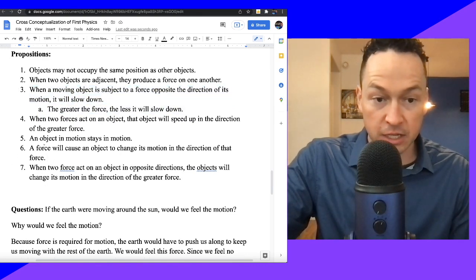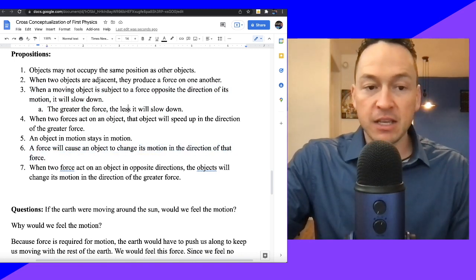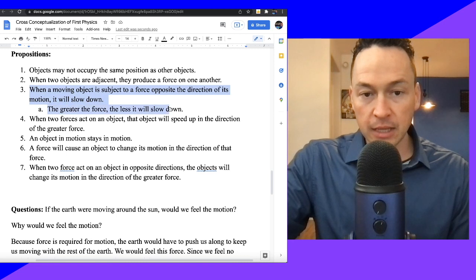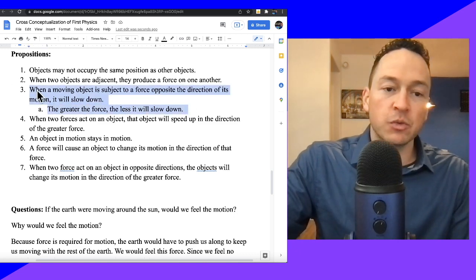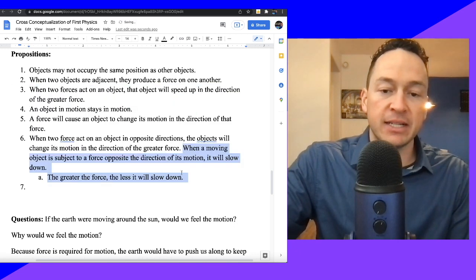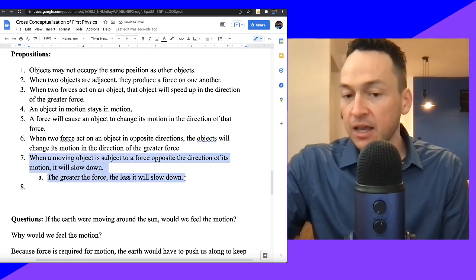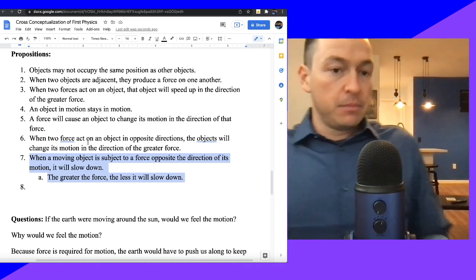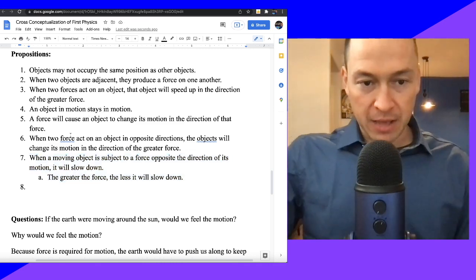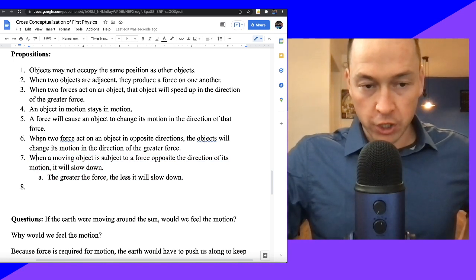I think I already covered this in a different one. A force will cause an object to change its motion. So, we can... the greater the force, the less it will slow down, the more it will slow down. So this we would put down here. It would end up getting subsumed into the other propositions with respect to Occam's razor. Let's go ahead and do that. I'm getting tired and I want to cut corners, but let's finish this well.